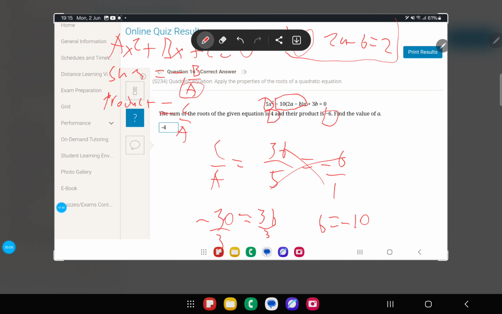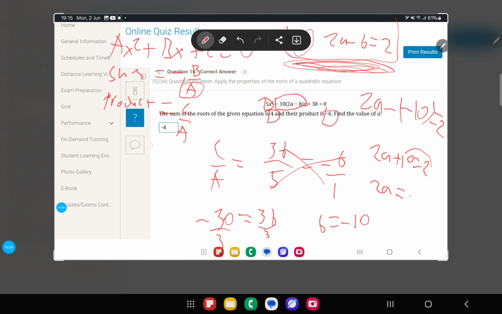Right? So now that we have b, we can substitute it in equation 1 that we got for the sum. So now 2a minus 10 that we substituted in equals 2, the negatives become plus, so 2a plus 10 equals 2. Now we flip 10 to the other side, becomes 2a equals negative 8, since negative 10 plus 2 is negative 8. Divide by 2, divide by 2. The final answer is a equals negative 4.